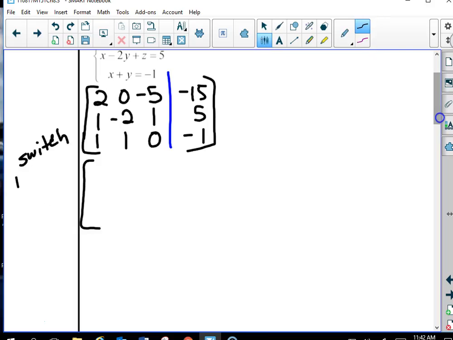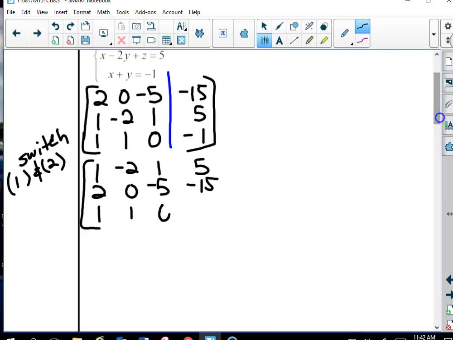Let's try that again. The easiest way to get a 1 there: 1, negative 2, 1. So again, I'm going to take row 1. I'm going to multiply it by a negative 2, so I can get a 0 for row 2.